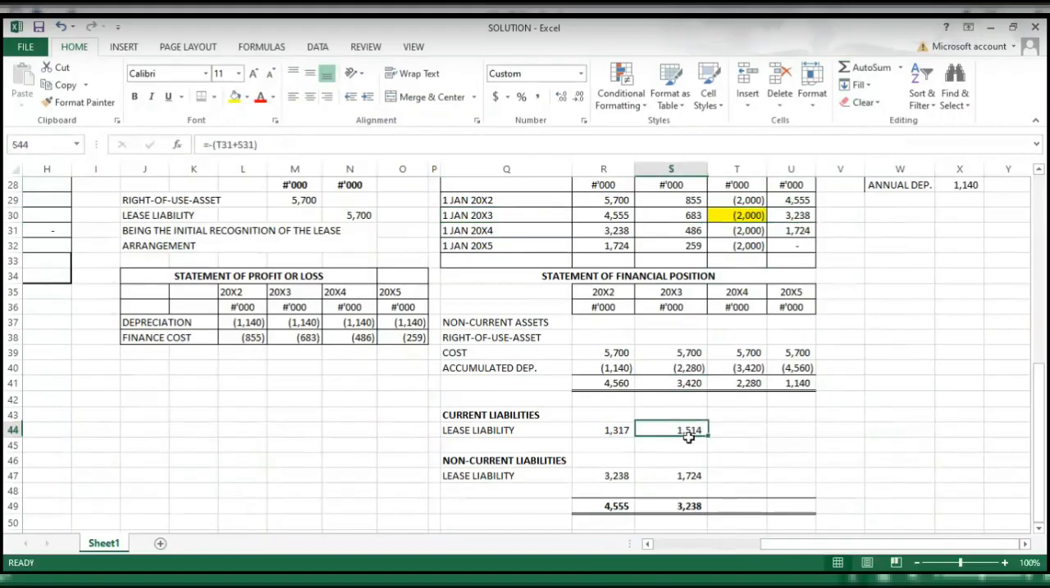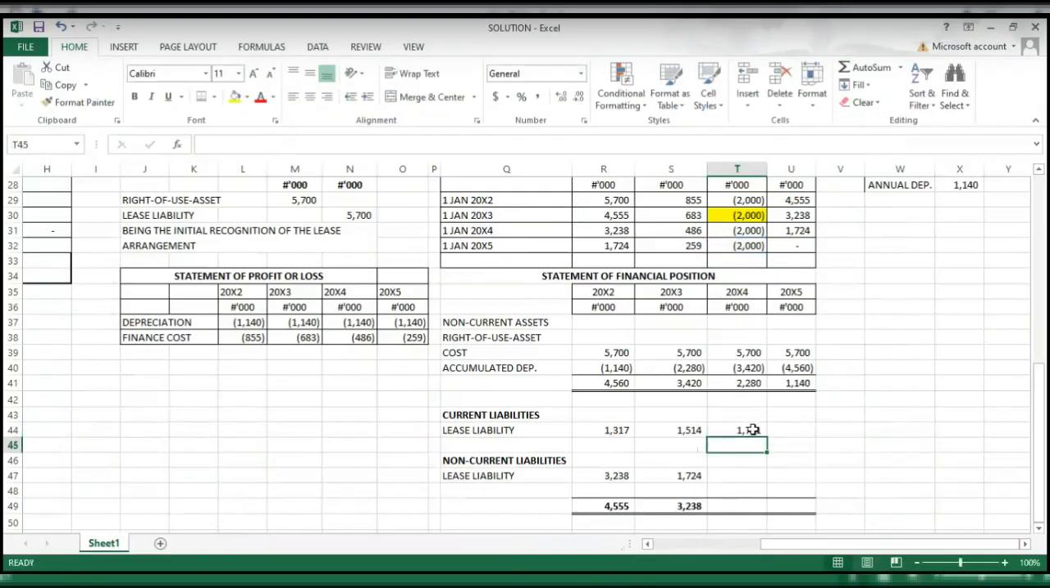You see how I arrived at it. It's very, very important, and this part is very, very sensitive. We need to be paying attention to it. Then we have the current liability in year 20x4, which is the amount payable in 20x5, less the interest element on that amount we are going to pay, and then we arrive at it.